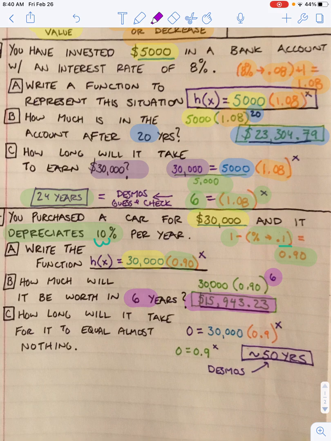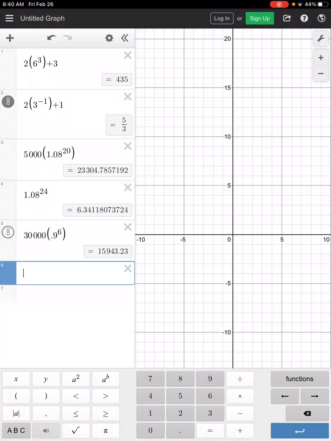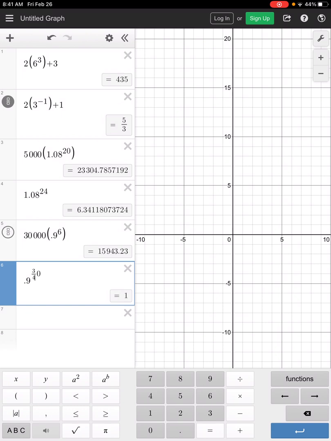So in Desmos, we're just going to keep hitting 0.9 raised to the x until it's 50 years. This is kind of a silly problem because cars usually don't equal nothing unless they don't run anymore. So 0.9 raised to what will give us 0? So 0.9 raised to the, let's try 20. Oh, pretty close. Let's go 30. Closer. So this is kind of a hard one because how close to nothing do we want? It's closer to nothing, but 50.